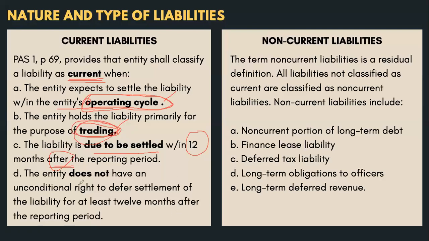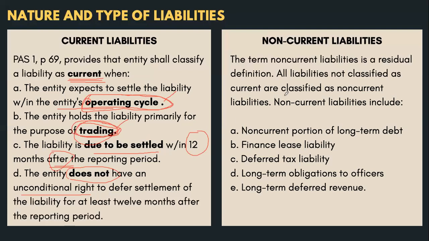Next, the entity does not, take note of this, does not have an unconditional right to defer settlement of the liability for at least 12 months after the reporting period. What this means is that the entity has no right to defer. In other words, it cannot delay or adjust the payment of its liability. It should have no right to defer the settlement, meaning it cannot delay or change the terms of settling the liability. So those are the criteria to be classified as current liability.